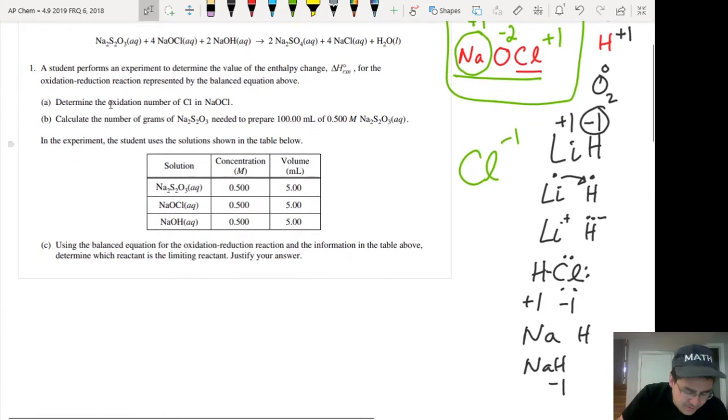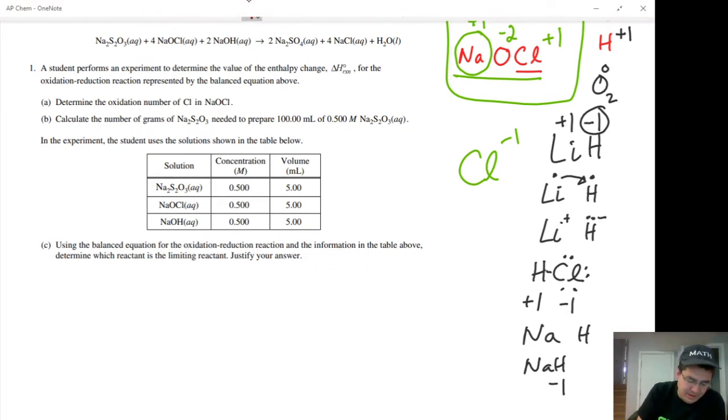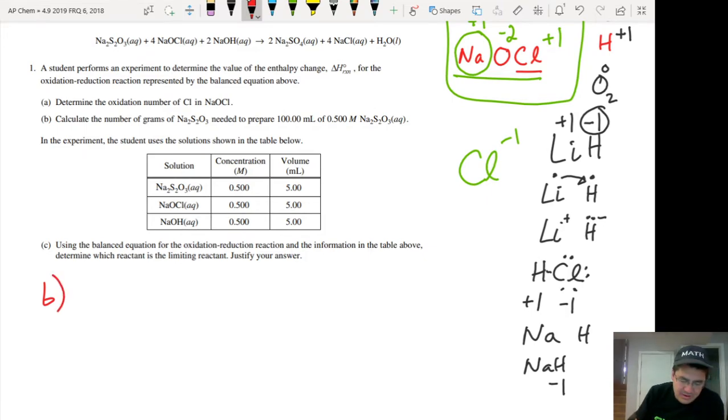Okay, calculate the number of grams of Na2S2O3 needed to prepare 100 milliliters of 0.5 molar Na2SO3. So this one, that's just a molarity thing, right? So let's just review. Molarity is always equal to moles over volume. You need 0.500 molar, and we need to figure out how many moles, and we need 100 milliliters. What's 100 milliliters in liters? 0.1. There you go.